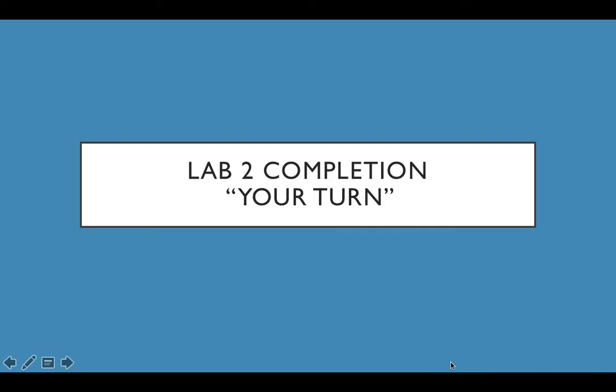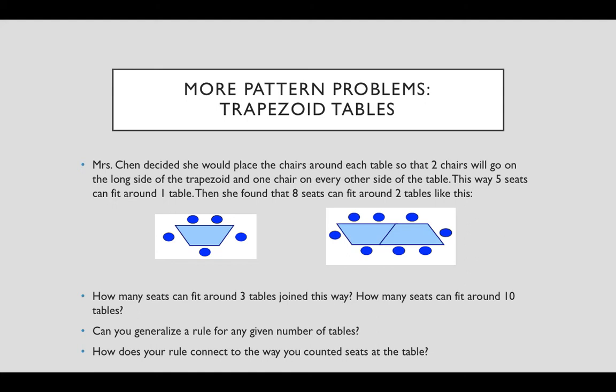So now you're going to finish the other two tasks. They're very similar to the ones that we just talked about. The first one is another growing pattern. It's like the sticker cube problem. It's a little bit different, but this is called trapezoid tables. Mrs. Chen decided she would place the chairs around each table so that 2 chairs will go on the long side of the trapezoid, here, and then 1 chair on every other side, so here, here, and here.